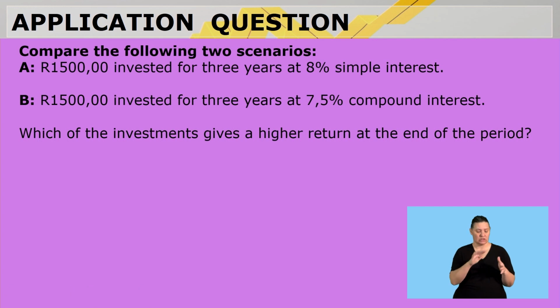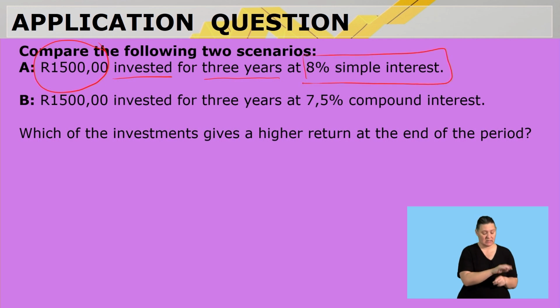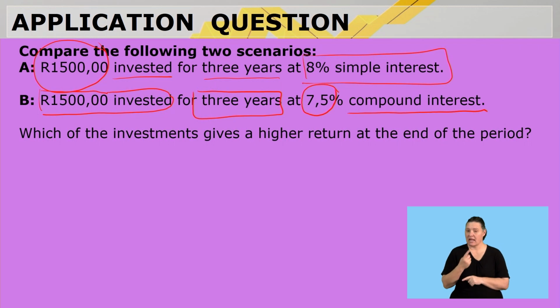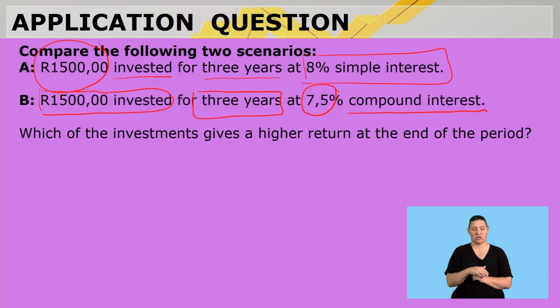Compare the following scenarios. A, where you invest 1,500 Rand for 3 years at 8% simple interest, and B, where you invest 1,500 Rand also for 3 years at 7.5% compound interest. And remember, the moment they don't say compounded something, we assume it's compounded yearly. So now, which of the investments gives a higher return rate at the end of the period?